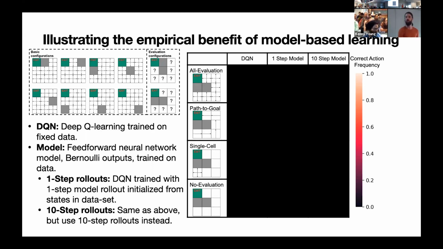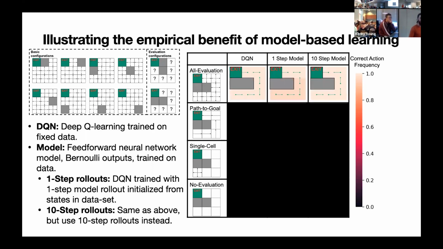Question: is the n-step rollout using n-step return? No, it's just using the model in this way to generate transitions. It's always DQN trained on single-step returns essentially. Okay. Does that make sense? Yeah. Okay, awesome. So now I'm going to show the results.